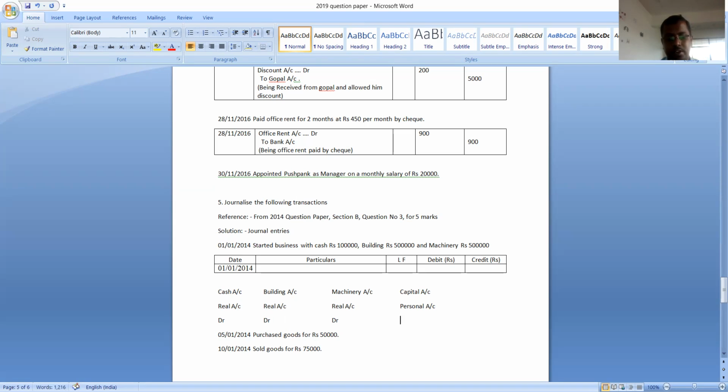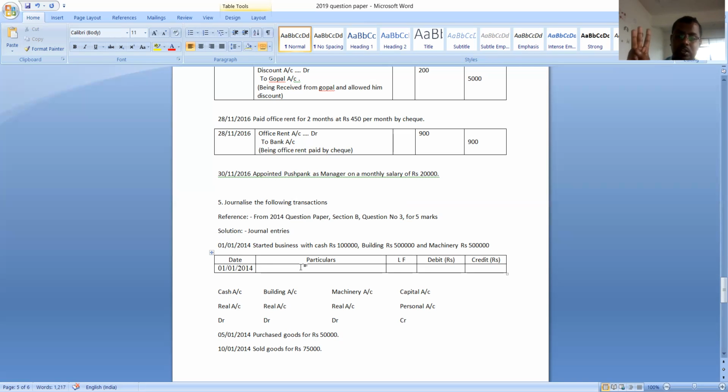Then which account should be credited? Of course, we should credit capital account. Why should we credit capital account? Because here the business started with cash, which means the owner is the giver. Cash is coming into the business, machinery is coming into the business, building is coming into the business. Then who is the giver? Owner is the giver. So credit the giver is the rule of personal account. That is the reason we have to credit capital account. So let us write this journal entry now.